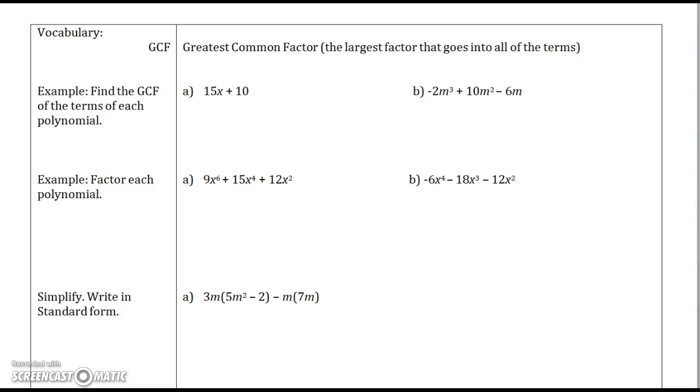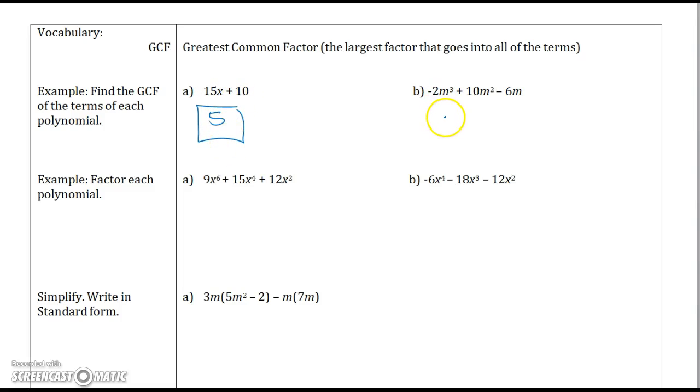So I like to look at the numbers first, and I'm looking at 10 and 15. What's the largest number that goes into 15 and 10? 5. The x, this one has an x, but this one doesn't, so they don't have that in common, so I'm not going to include that as well. The only thing that these two terms have in common is a 5.